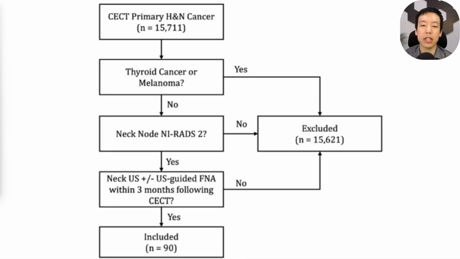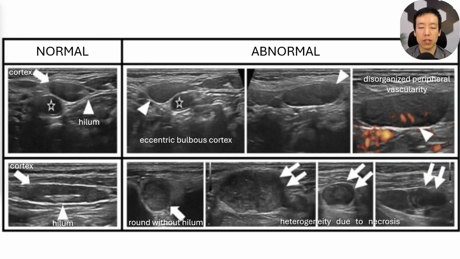The authors conducted a retrospective review at their institution, looking for patients with treated primary head and neck cancer who had a single neck node categorized as Neck NIRADS 2 on surveillance CT for primary head and neck cancers, excluding thyroid and melanoma. A diagnostic neck ultrasound with or without ultrasound-guided FNA was performed within 3 months in these patients. Let's take a moment to review.